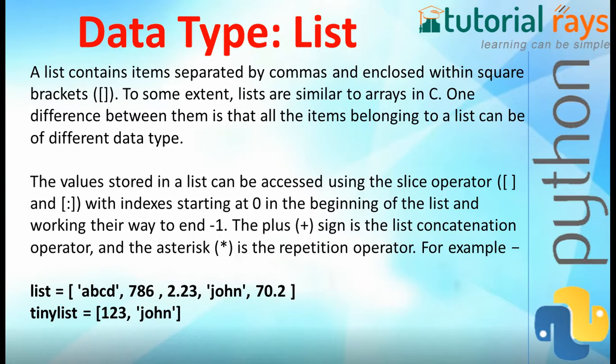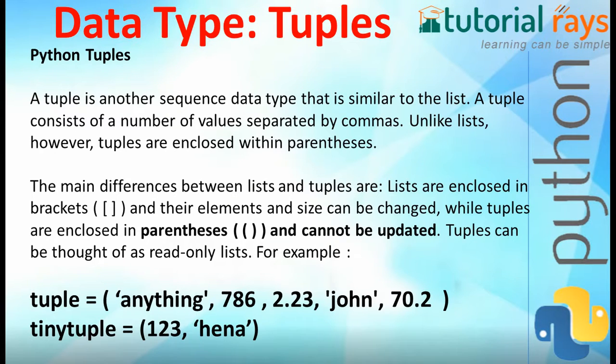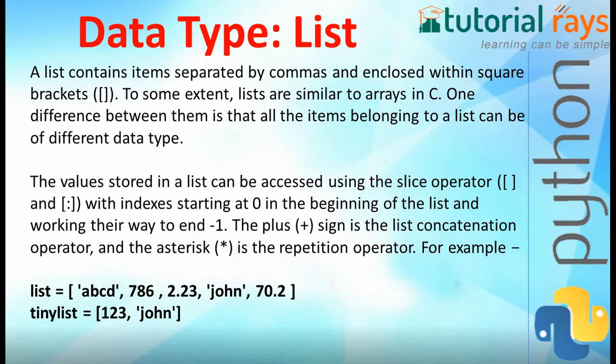The values stored in a list can be accessed, and their elements and size can be changed. The plus sign is the list concatenation operator, and the asterisk is the repetition operator. For example, list ABCD 786 2.3. As you can see here, the data types are different in the list.